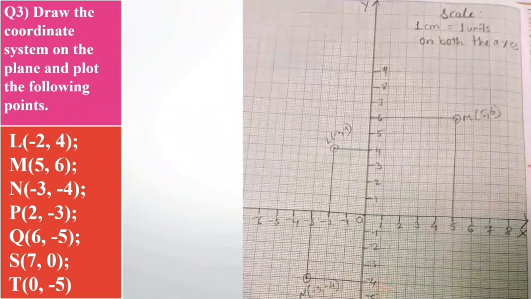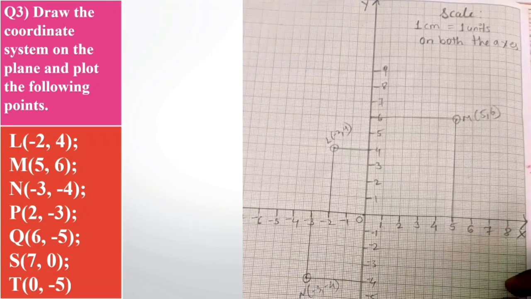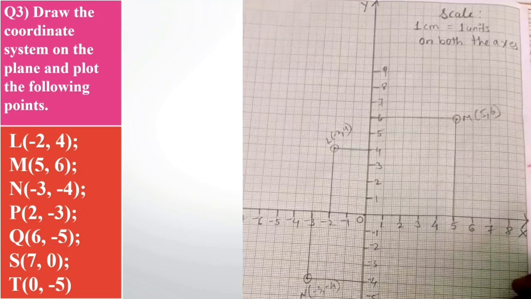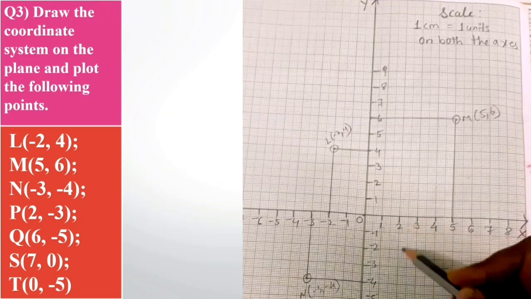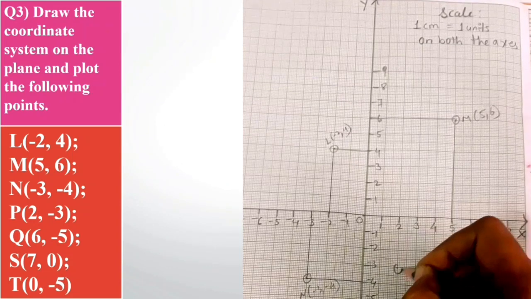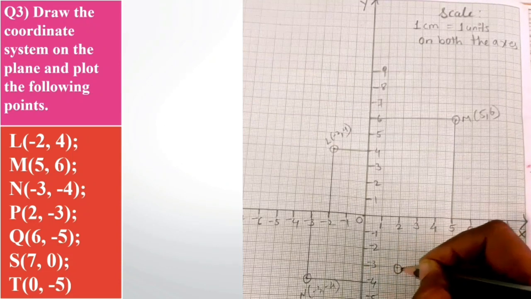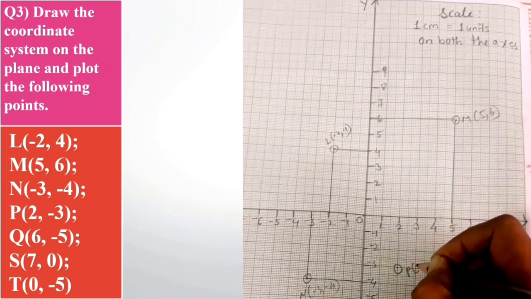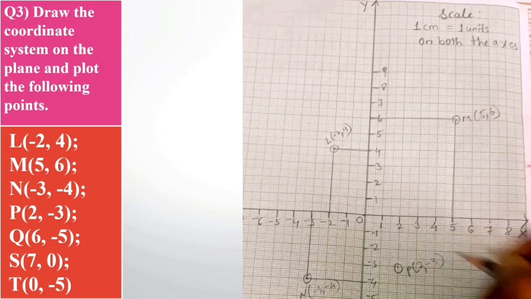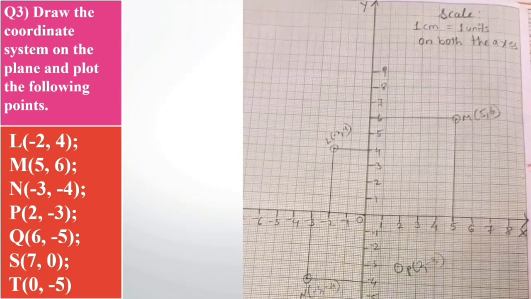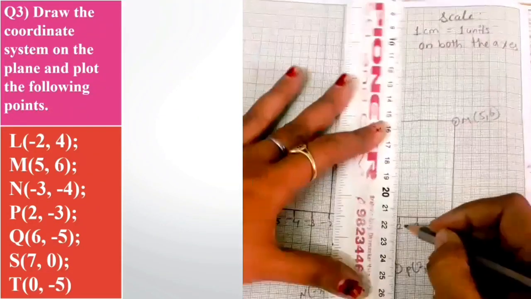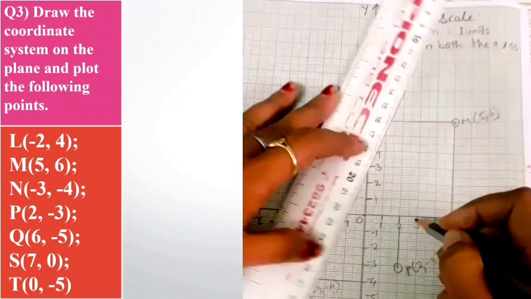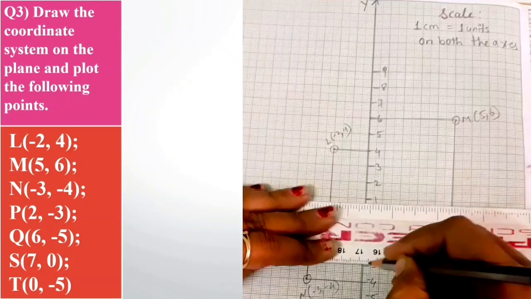The next point is given, P, 2 and minus 3. So the x coordinate is 2 and the y coordinate is minus 3. 2 and minus 3 will come here. So 2 is here and the y coordinate is minus 3. The point name is P, 2 and minus 3. Now we will join the line.